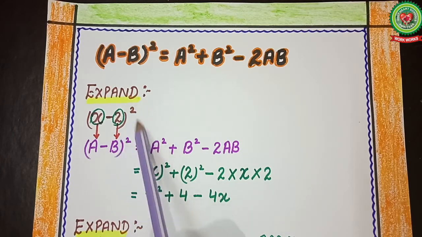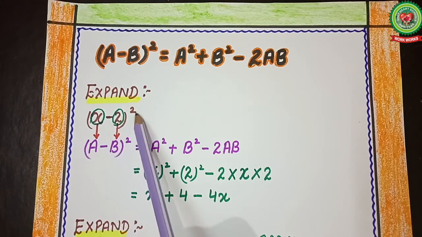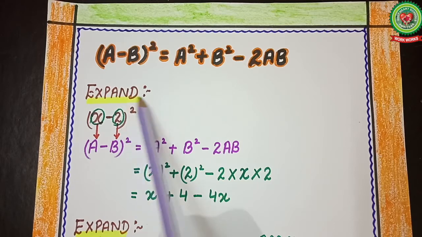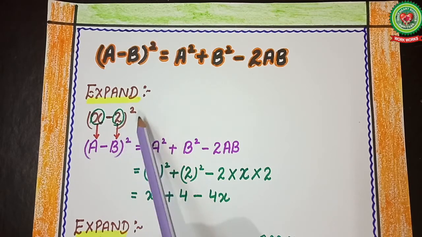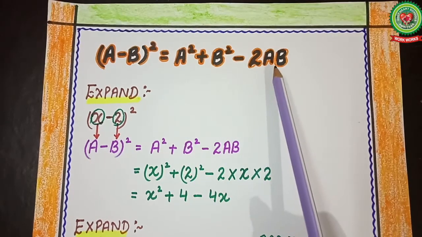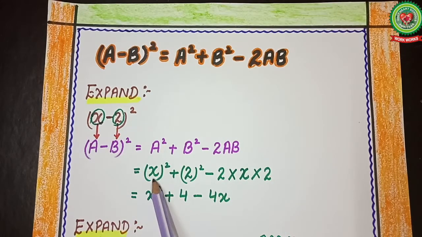Right, so here I'm taking the first example: expand (x - 2)². So students, you know that if I apply the multiplication of binomials, writing (x - 2) multiplied by (x - 2), it will take many more steps, around 5 to 6 steps. But here we will apply this identity, and by applying it we will solve this question within 2 steps, right? So how can we apply this identity?